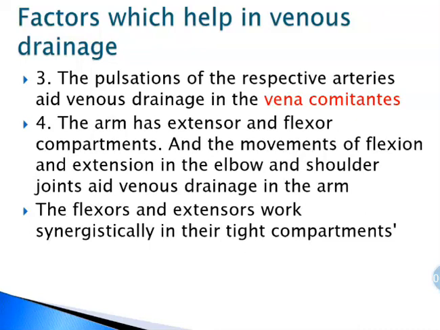In the arm, there are compartments, that is extensor and flexor compartments, and the movements of extension and flexion which occur at elbow and shoulder aid in venous drainage, as the flexor and extensor muscles work synergistically in the tight compartments and help in venous drainage.